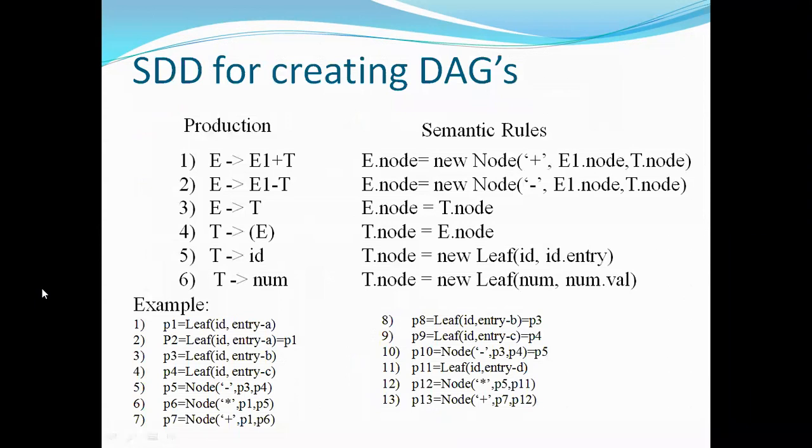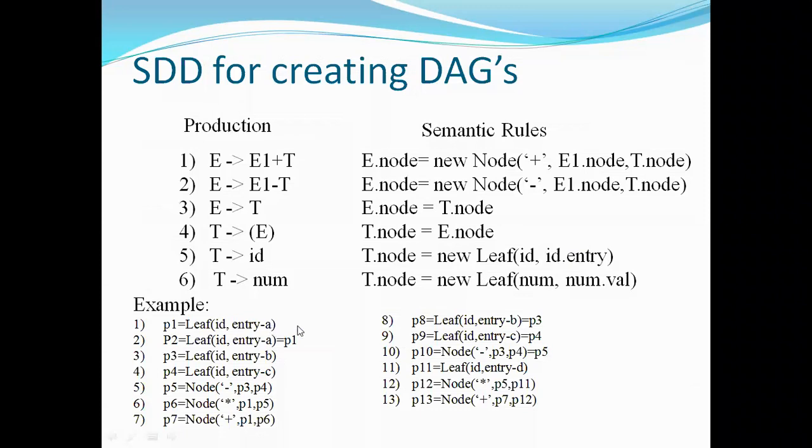P1 is equal to, initially my expression starts with an a, right? A plus a into, right? So P1 is equal to, where a is an identifier. In the place of this ID, I am using a semantic action like this: make leaf of ID comma ID dot entry. What it means is, in the place of ID dot entry, I am using a variable A.